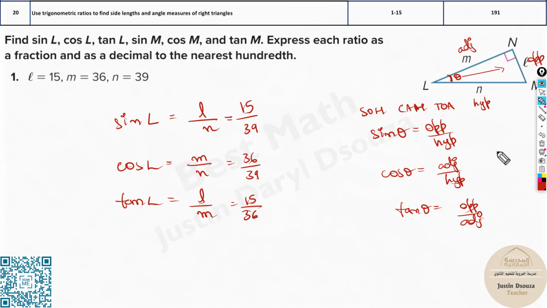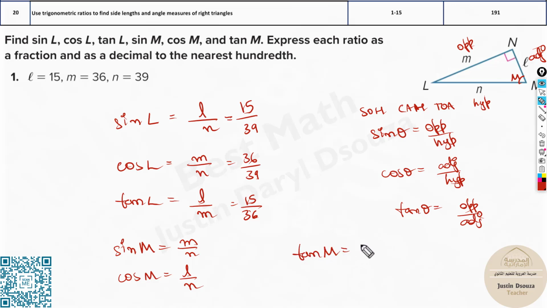This is it. But now we will consider the angle M. Here the hypotenuse does not change, but the angle in consideration is M. The opposite will be M, and the adjacent is L in this case. So sine M is going to be opposite, M by N, whereas cosine M will be L by N. And lastly, tan M would be M by L, sorry. Even I got confused over there.